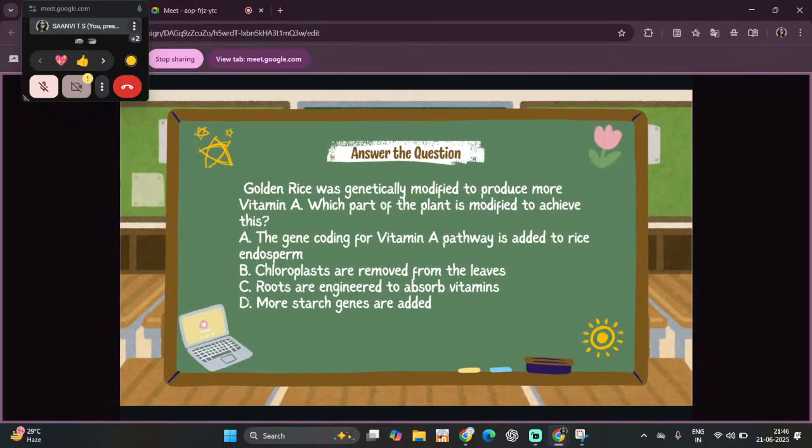So, again, a new question for you all. Golden rice was genetically modified to produce more vitamin A. Which part of the plant is modified to achieve this? Again, it's your platform. Go on and show off your genius.